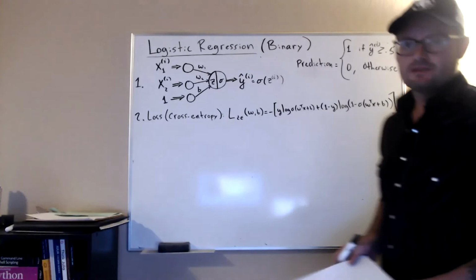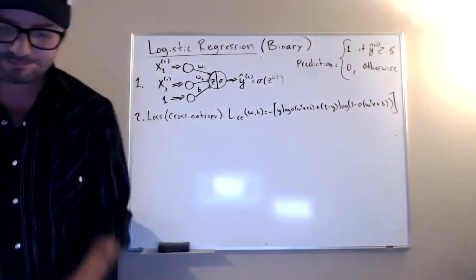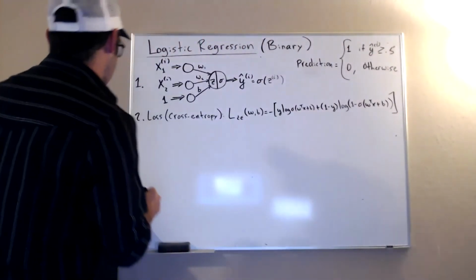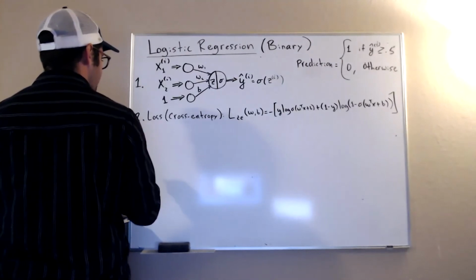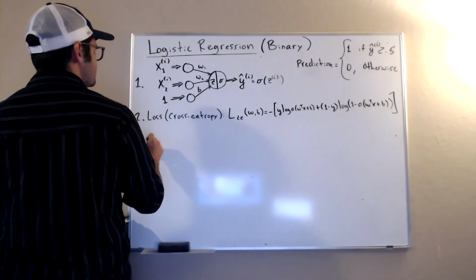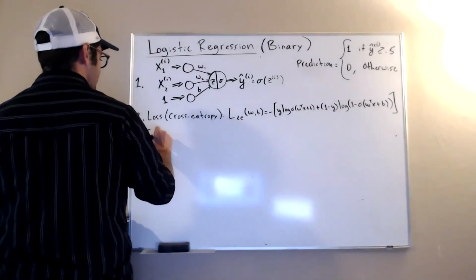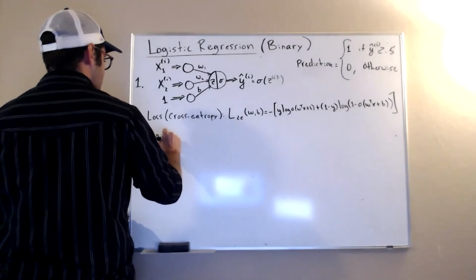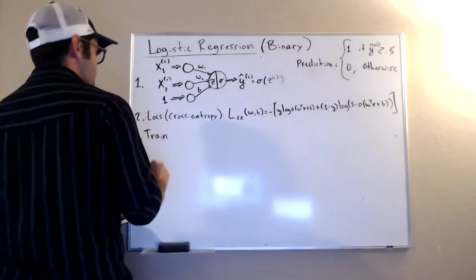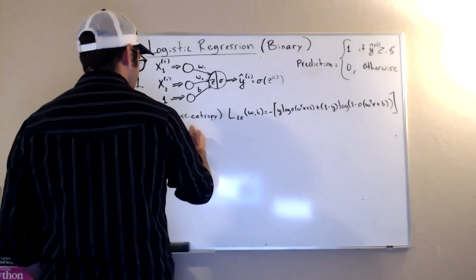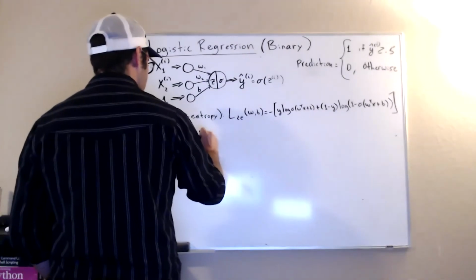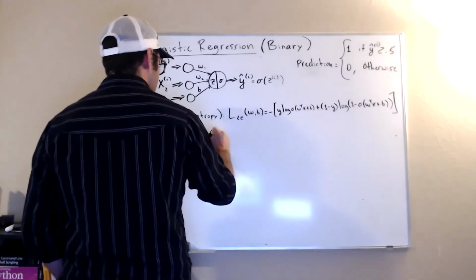Okay, so we have a loss function now. So the next part, or part 3, is to train. And what we're going to use at first is stochastic gradient descent.